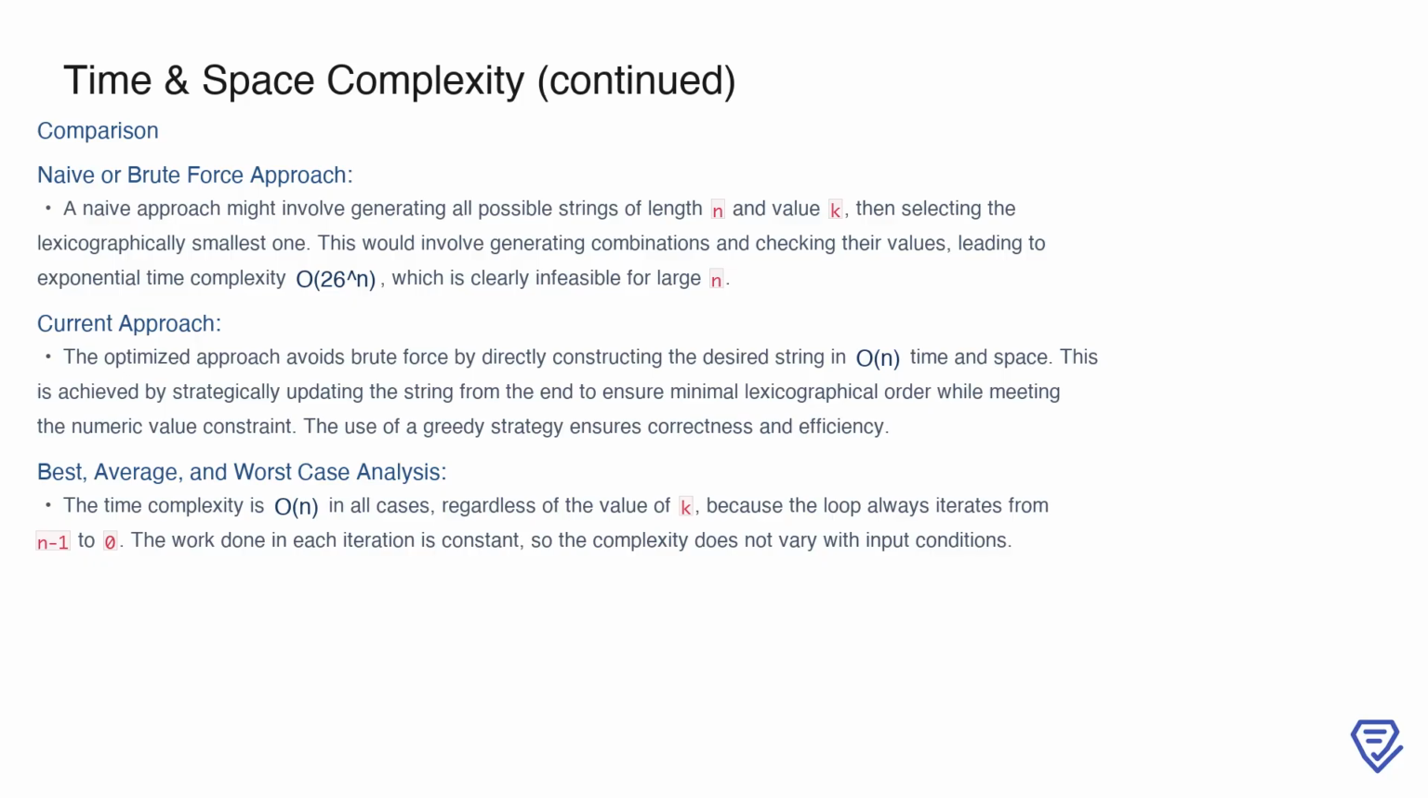By updating the string from the end, we ensure that the result is both lexicographically minimal and satisfies the numeric value constraint. Additionally, it's important to note that the time complexity remains O(n) in the best, average, and worst cases, as the loop always performs the same number of iterations regardless of the input conditions.